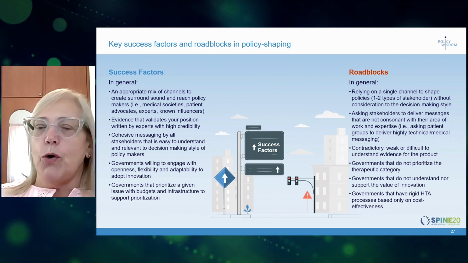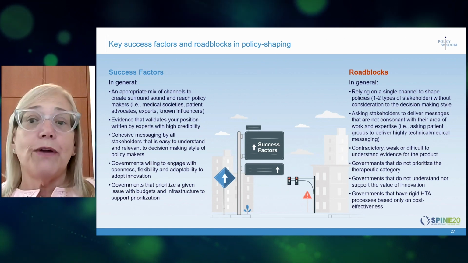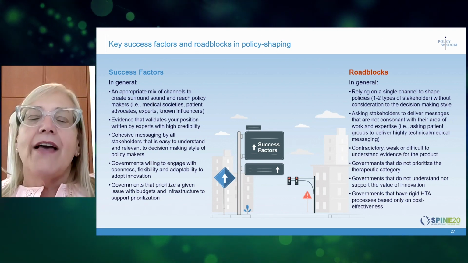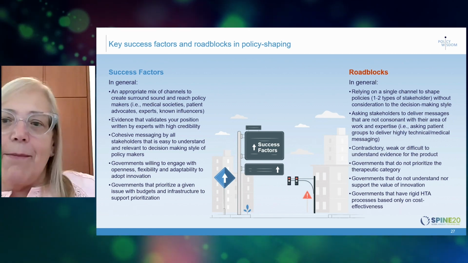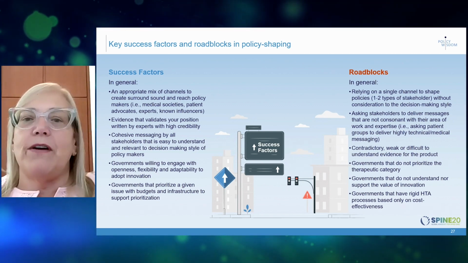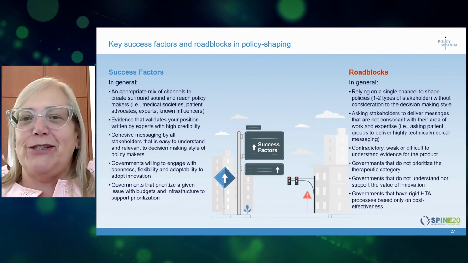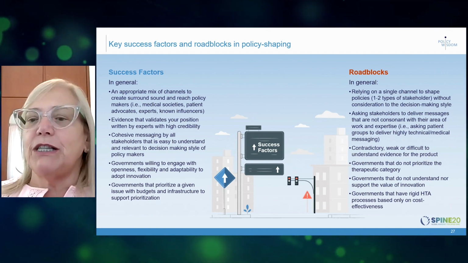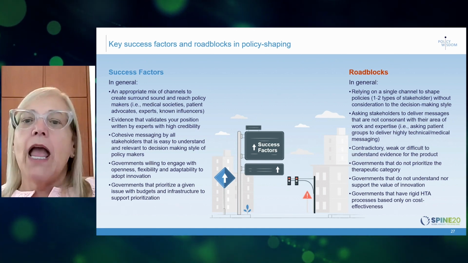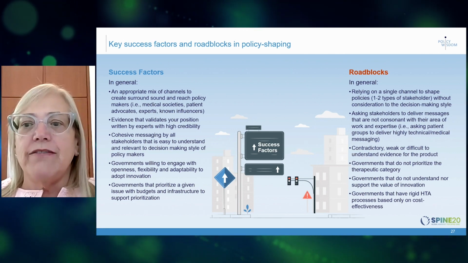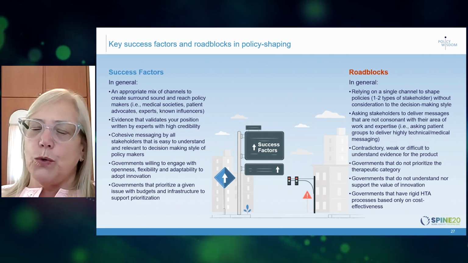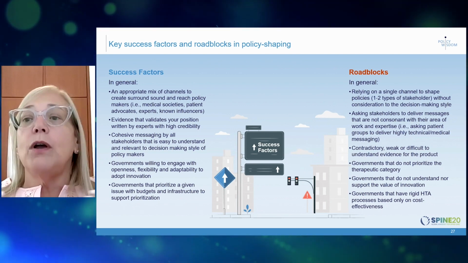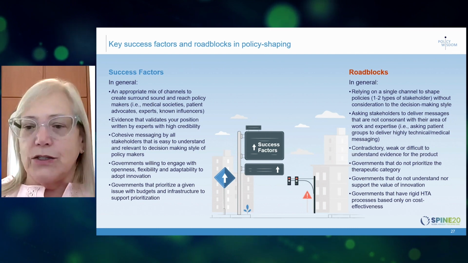So talking about the roadblocks, as I said, the other side. Don't rely on a single channel. Don't ask people to deliver messages that are out of their area of expertise. An example here: you don't ask a patient group to talk about a very technical issue, or you don't ask an economist to talk about the emotional impact of a disease on a family. People have credibility in their area of expertise, and you should always be very careful about that. Evidence that is contradictory, that is weak, or that is too complex and difficult to understand will not work. As I said, governments that do not prioritize the issue will also be more difficult to get to listen to you.